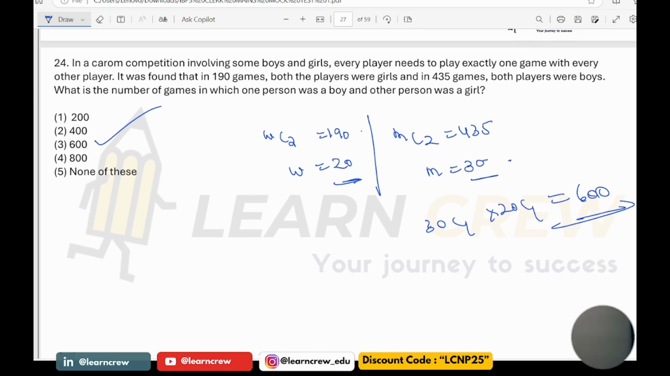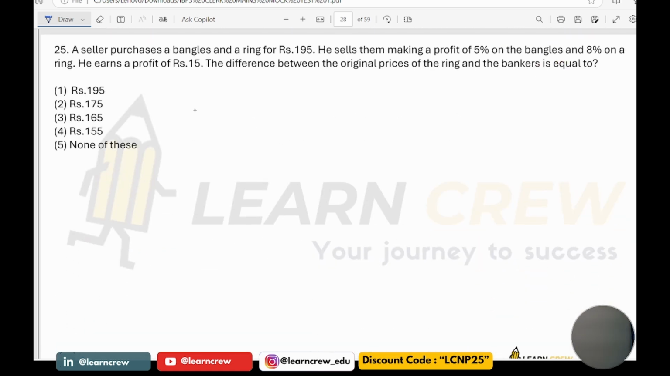Next question. A seller purchases a bangle and a ring for 195 rupees. He sells them making a profit of 5% on the bangles and 8% on the ring. He earns a profit of 15 rupees. The difference between the original prices of the ring and the bangles is equal to how much?